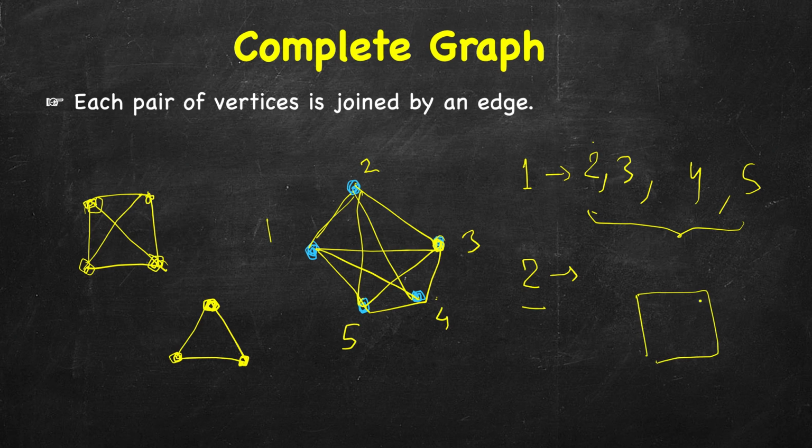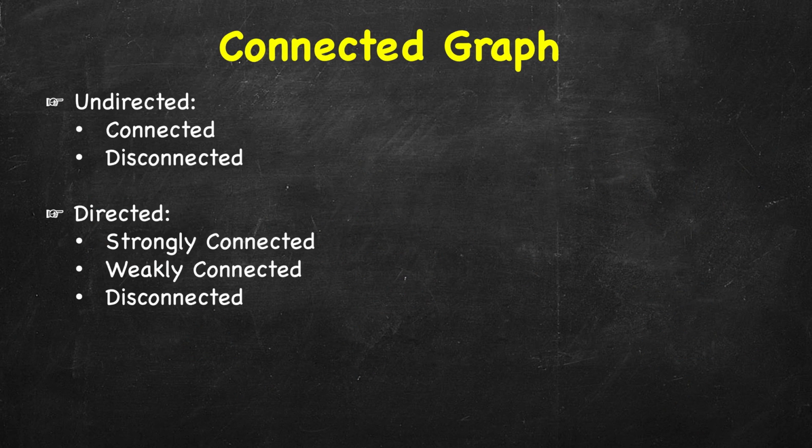But this is not a complete graph. Since these two vertices are not directly connected, they are connected, but not by a direct edge. So this is not a complete graph, but all these 3 are. Now let's look at the next example.